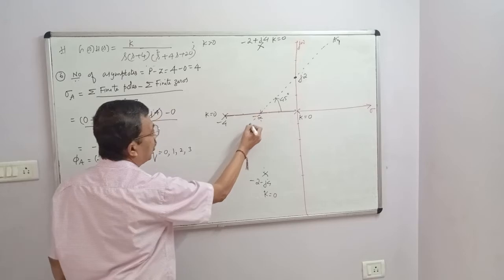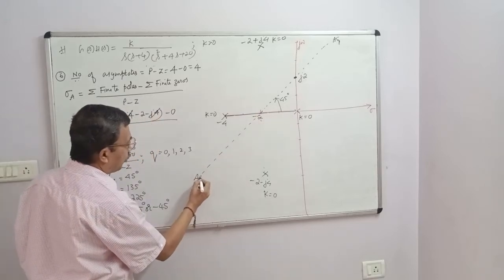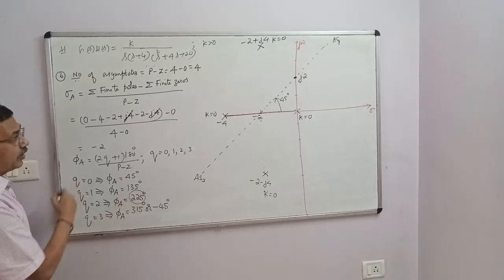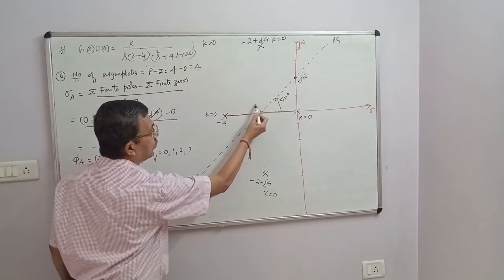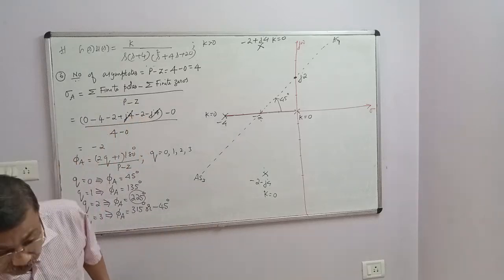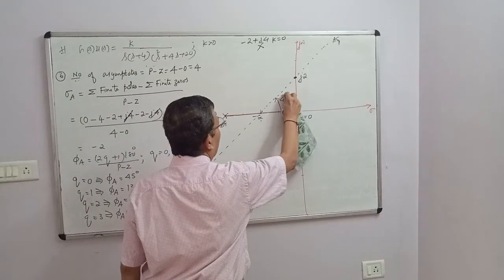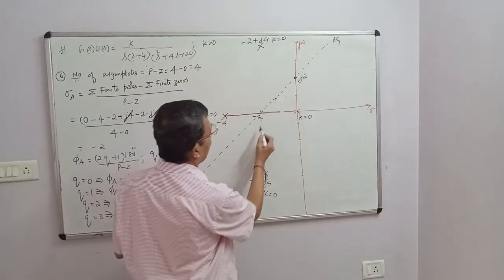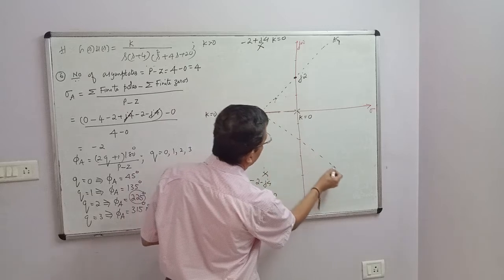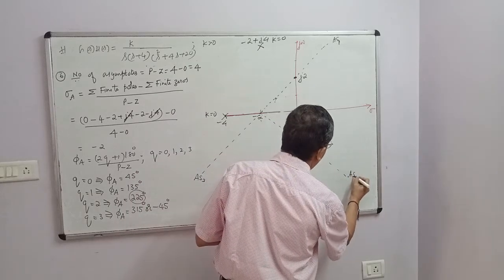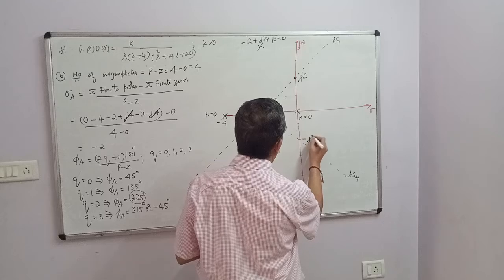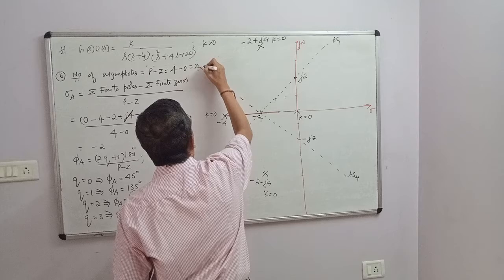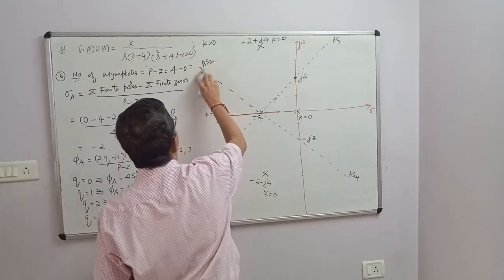If you produce this backwards, you will get asymptote number 3. What angle does asymptote number 3 make? It makes an angle of 225 degrees. If I write the angles over here, it becomes very cumbersome. Therefore, I will not write these angles. This is asymptote number 4. I will write AS4. It crosses the imaginary axis at minus j2. If asymptote number 4 is produced backwards, you get asymptote number 2.